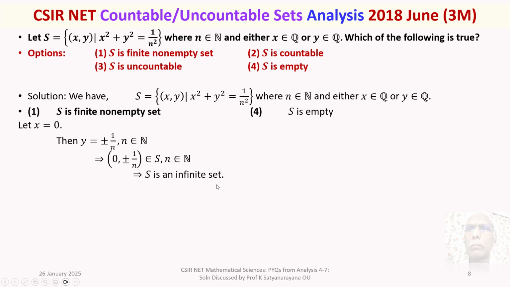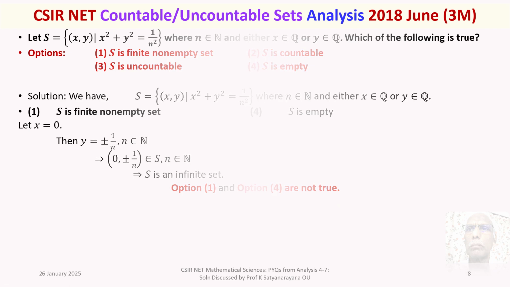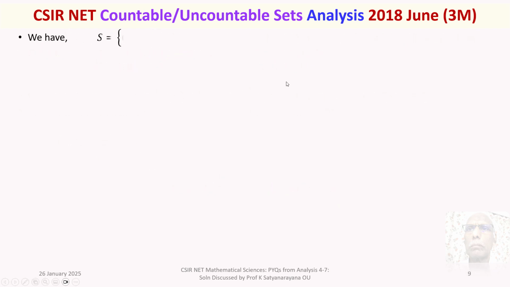So thus S is an infinite set. These many elements are countable, but how many? All of them we have to count. Now we will say S is an infinite set. When S is an infinite set, S is not empty and S is not finite. Therefore option 1 and option 4 are not true. We move on to the next slide for the discussion of the remaining options.